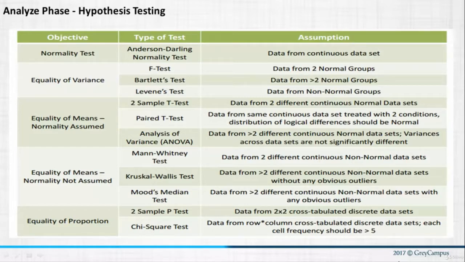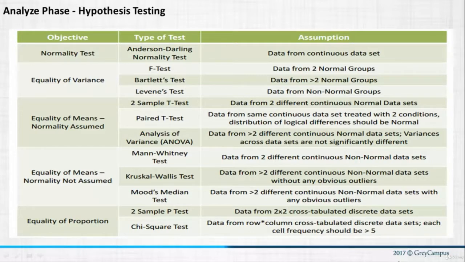If we're trying to compare means, and we've already shown that we have normal data using the Anderson-Darling test, then if we have two independent means, we're going to use the two-sample t-test. If we have two dependent means, we're going to use the paired t-test. If we have more than two means, we're going to use analysis of variance or ANOVA.